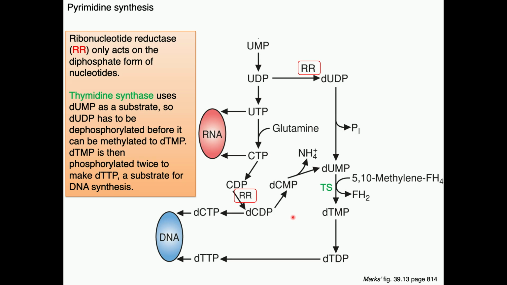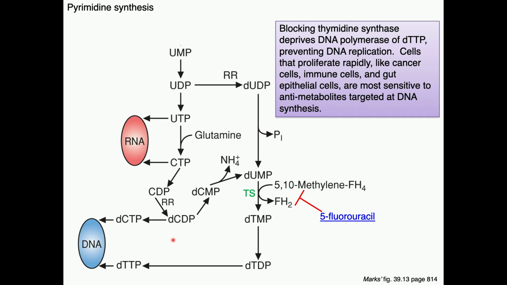Okay, so this step is important pharmacologically because cancer cells need to do a lot of DNA synthesis, right? So that's the rationale for targeting this pathway with drugs, like prodrugs like 5-fluorouracil, that can block this pathway and deplete the cancer cells of the necessary substrates for DNA synthesis.